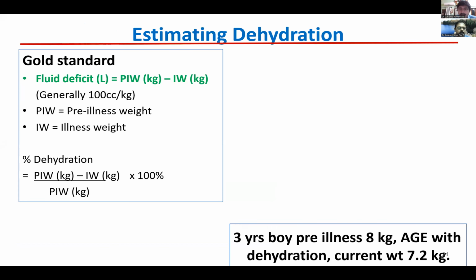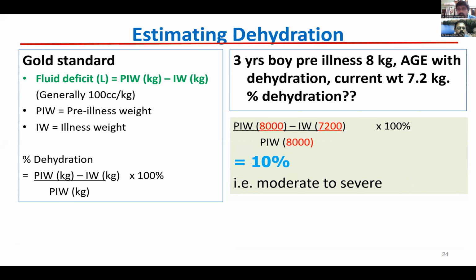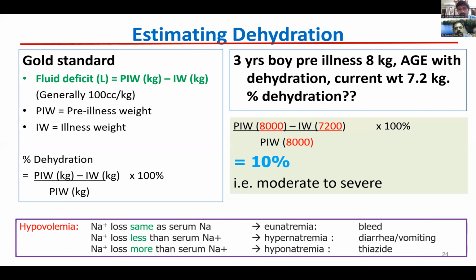So the dehydration is calculated as pre-illness weight minus weight during illness, divided by pre-illness weight. So here 8 kilo minus 7.2 kilo, that is 800 gram by 8 kilogram, that is 10%. So it is coming under moderate to severe dehydration.